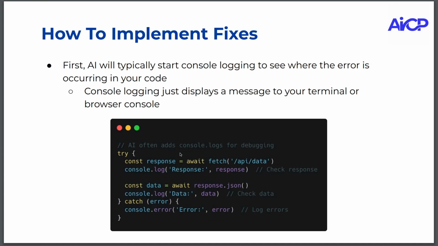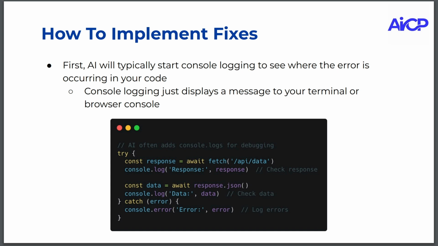So now moving on here, let's go over how to implement fixes. Now that you know how to find errors and how to provide the errors to AI, let's go over how to implement and understand the fixes. First, AI will typically start console logging to see where the error is occurring in your code. Like we learned earlier, console logging just displays a message to your terminal or browser console.